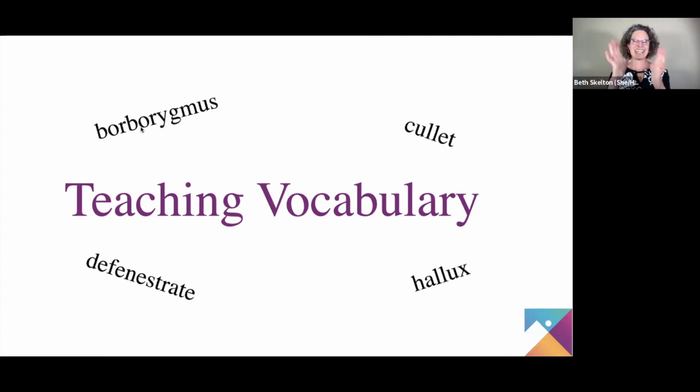Sophia, yay, she got gestures, my intonation. So I would even call that onomatopoeia. I turned the word borborygmus into the sound that your stomach makes. The storytelling we talked about, yay. There were so many different visuals. I had cartoons, I had actual pictures of a hallux, I had my own drawings of defenestrate. You did some drawings of your own cullet. So there are lots of layers of visuals.